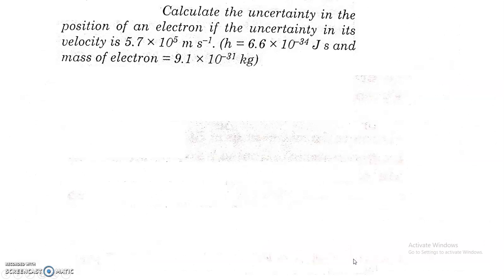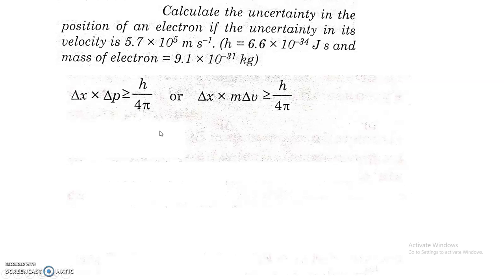Another example: calculate the uncertainty in the position of an electron if the uncertainty in its velocity is 5.7 into 10 raised to 5 meter per second. The value of Planck's constant is given and the mass of electron is also given, 9.1 into 10 raised to minus 31 kilogram. This is based on the Heisenberg uncertainty principle, and this is the equation: delta x into delta p greater than or equal to h upon 4 pi.